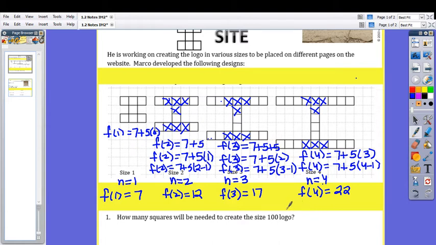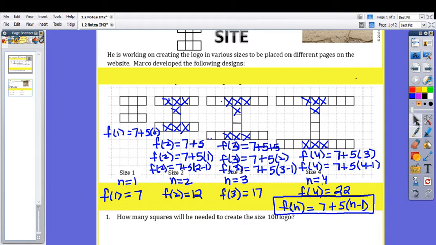So if it is f of n, then in that case we will write down 7 plus 5 times, and whatever n is will come here, so we'll say n take away 1, because every time this number is 1 less from whatever n is. So basically here we pretty much figured out our formula for this pattern.